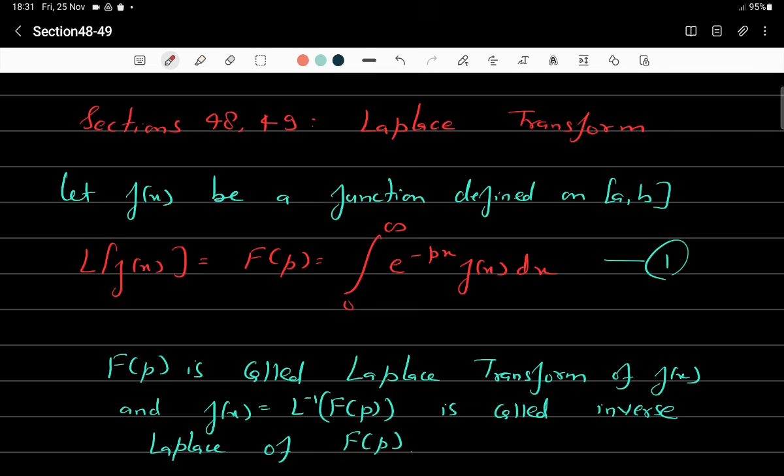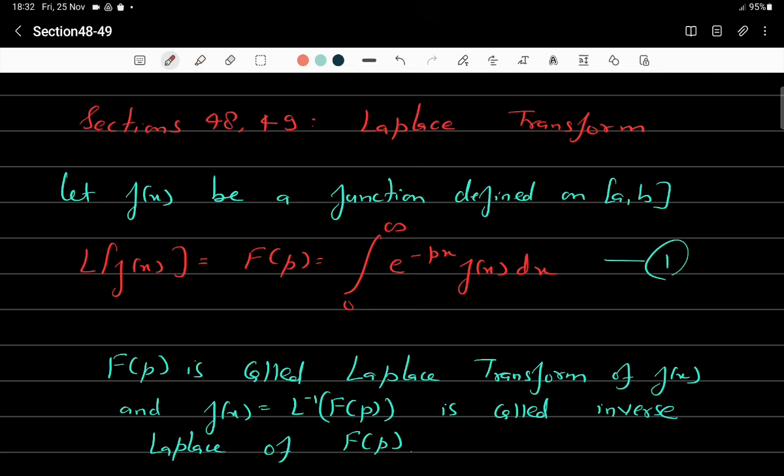So, let f of x be any function defined on closed interval a b, then Laplace of f of x, which is denoted as capital F of p, is equal to the integration from 0 to infinity of e raised to the power minus px f of x dx. So here F of p is said to be the Laplace transform of function f of x, and f of x is the inverse Laplace transform of F of p.